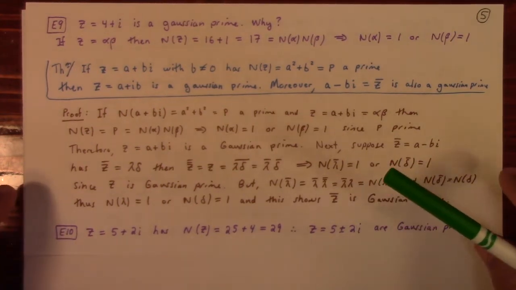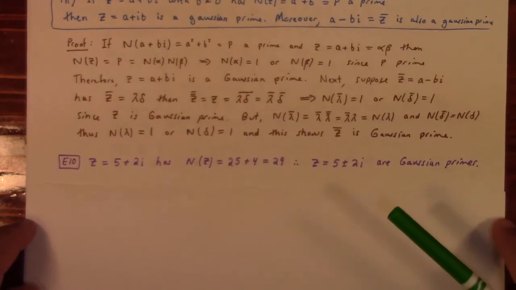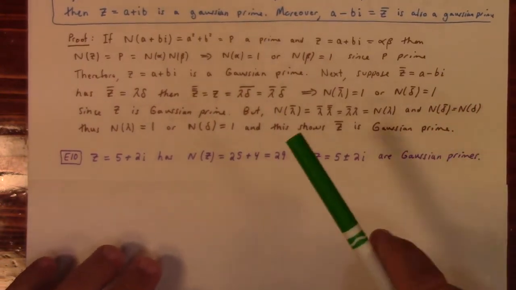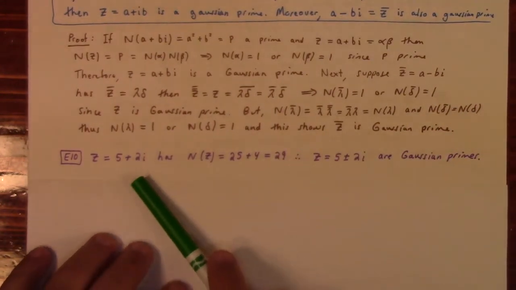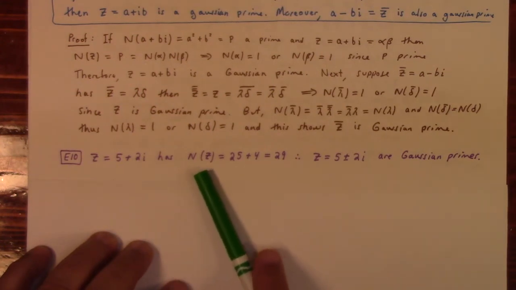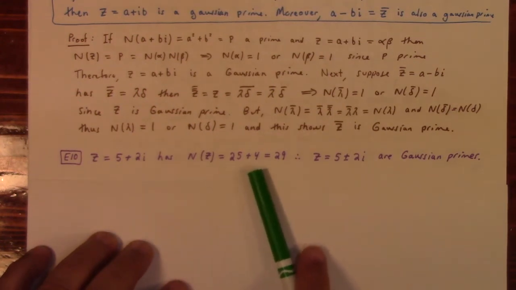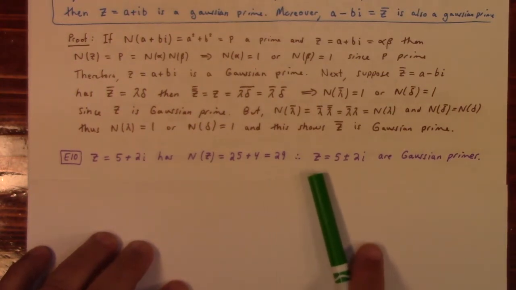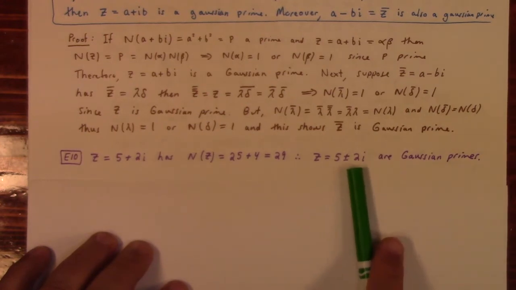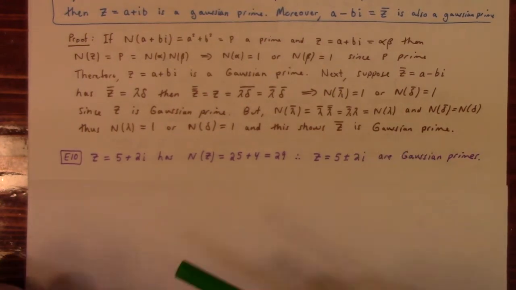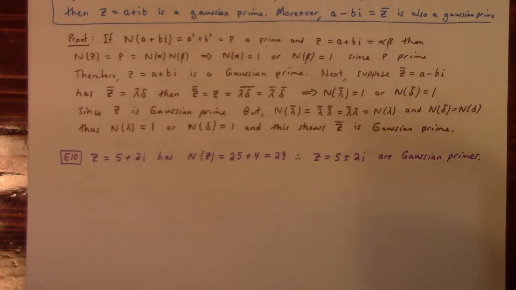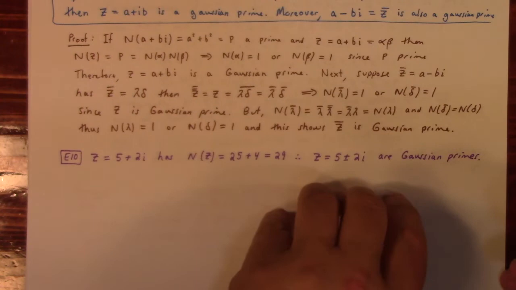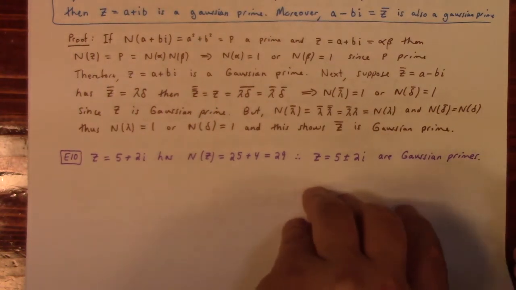So let's see here. An example. Example 10. We have z equals 5 plus 2i. That has norm of z is 25 plus 4, which is 29. That's prime, pretty sure. Therefore, 5 plus or minus 2i, these are Gaussian primes. So that's nice. So it's a nice way to come up with Gaussian primes, right? If the norm of the number is a prime, then it's prime.